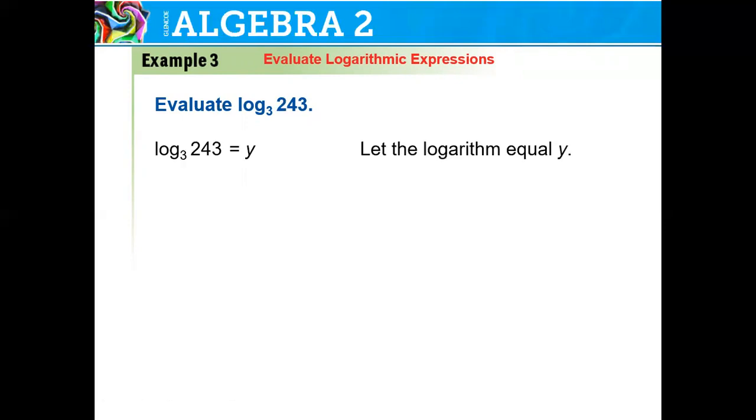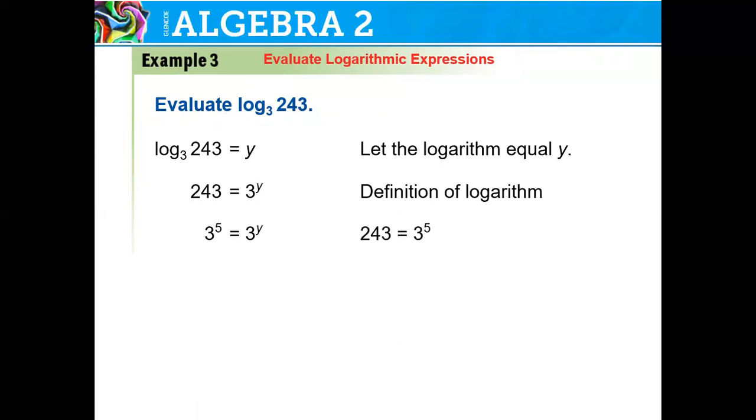So my first step to evaluate it is we need to let the logarithm equal y. So I need to write this expression equal to y. Then we need to use the definition of the logarithm. So I need to change this logarithm into the exponential form. And we know that to write the exponential form, it is x equal b to the y, which will give me 243 equal 3 to the y.